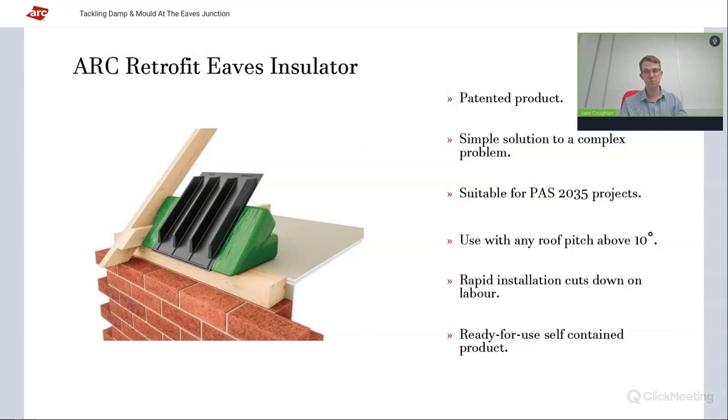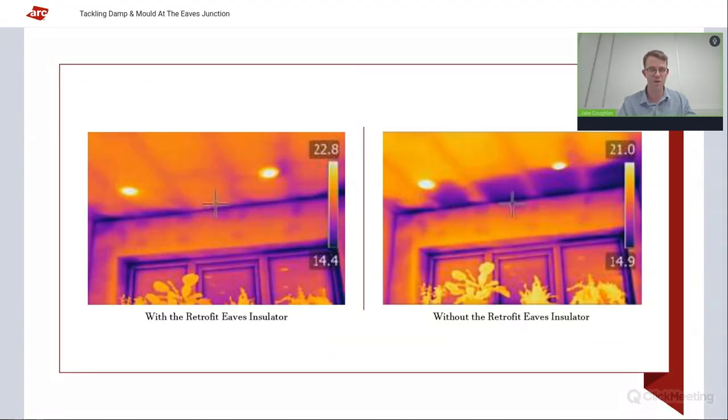You can use it with any roof pitch above 10 degrees, so we're removing that element of variability of the housing stock. It's very easy to install, so it cuts down on the labour cost, and it's ready for use, self-contained. The only element we need to know, and you need to measure, is the distance between the rafters, so that rafter spacing. You can't avoid that. We want this insulation to fit in there nicely. We've got a variety of products that capture a range, and we'll see that in a moment. But yeah, we need to be aware of that.